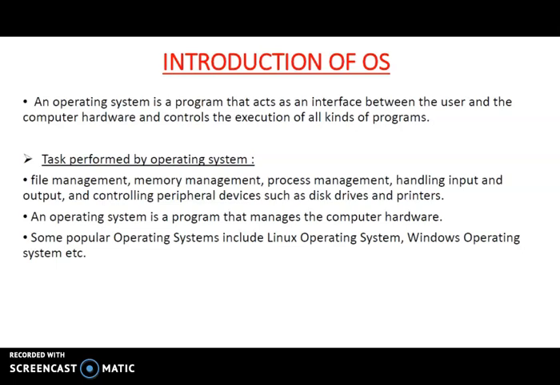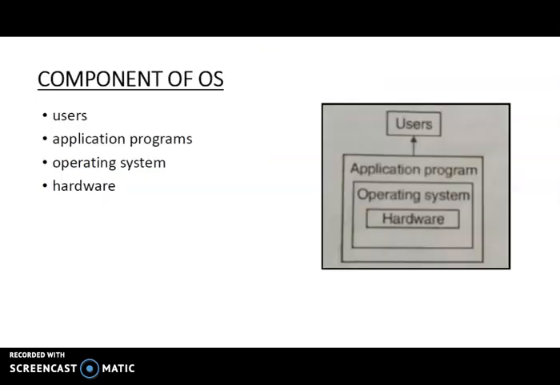So the operating system is nothing but a program. It can manage the computer hardware. So computer hardware means what? Your keyboard, mouse, printer, etc. So what is an example of an operating system? You have the Linux operating system, you have the Windows operating system. These are nothing but types of operating systems.